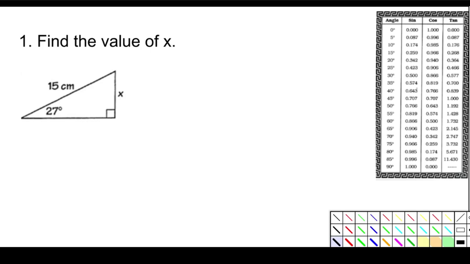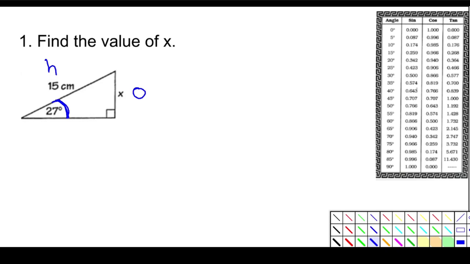So let me label a couple things real quick. First thing, I have a reference angle here. There's a reference angle given that's 27 degrees. So there's my reference angle, and that tells me that this is my opposite piece, and this is my hypotenuse.